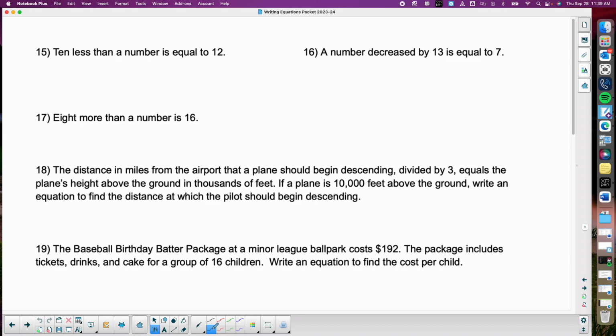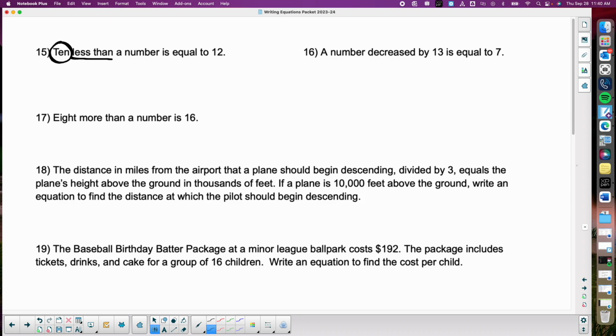So 15 for sure is the first one I want to do. I would bet a bunch of you have this one written down backwards. So I kind of purposely wanted to pick this one because the less than, I think a lot of people understood that that means it's going to be subtraction.